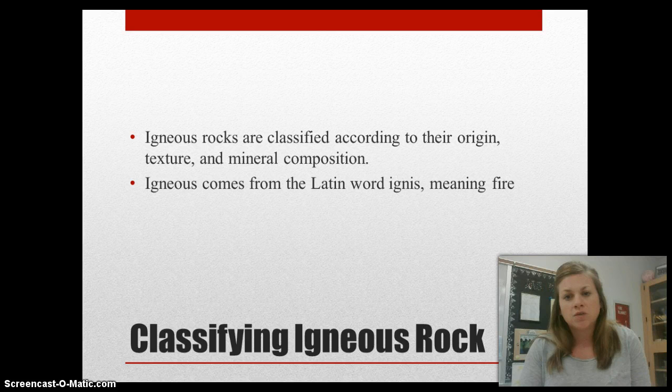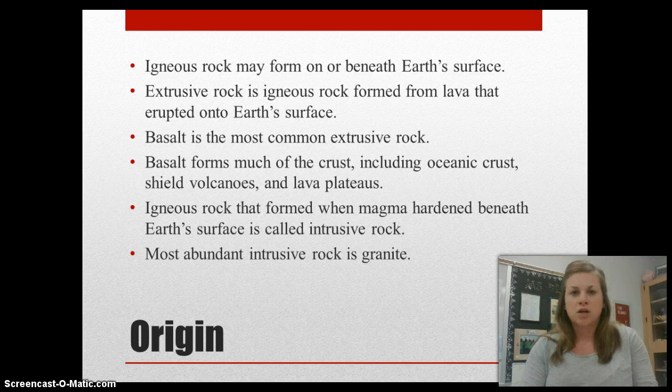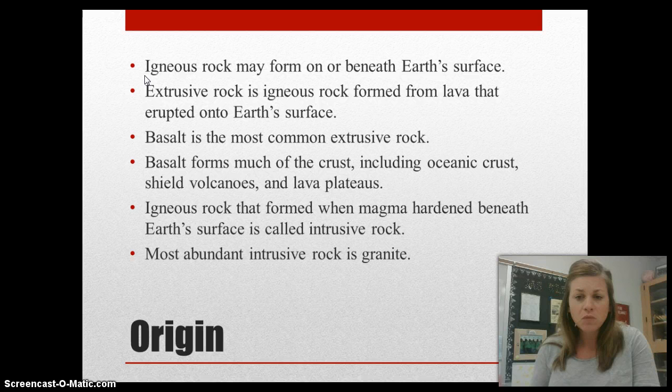So we're going to talk about how igneous rocks are formed. Basically, how we identify them is based on their origin, texture, and mineral composition. The word igneous actually means fire, so we're getting our igneous rock from lava. There are two ways that igneous rock forms here on Earth: extrusive and intrusive rock. Extrusive rock is basically rock that erupted onto Earth's surface.